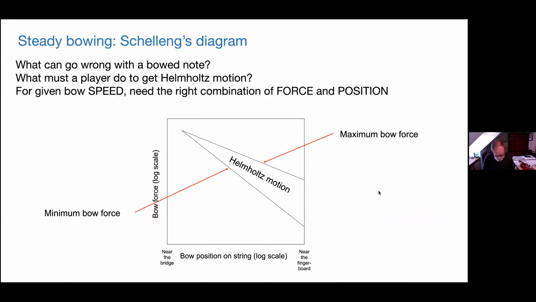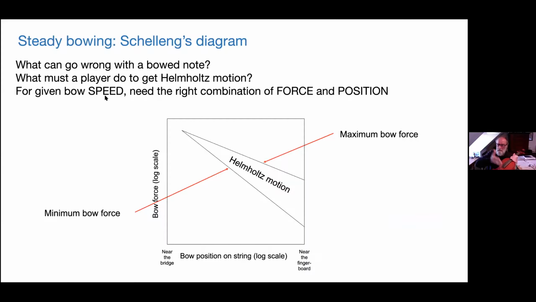So we're going to start by thinking about steady bowing. This is not about transients, but it orients us. This is a diagram that probably lots of you have seen before. This is something called Schelling's diagram, and this captures something about the experience of playing any bowed instrument, which all players know, although they may not have thought about it like this, that if you fix the speed of bowing, just so that we can draw the picture, then the player has 2 variables.